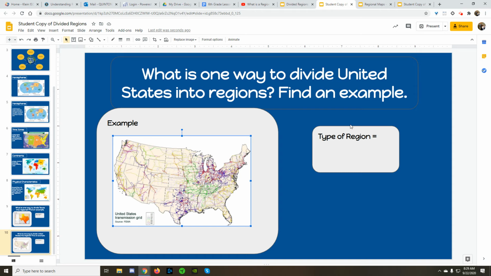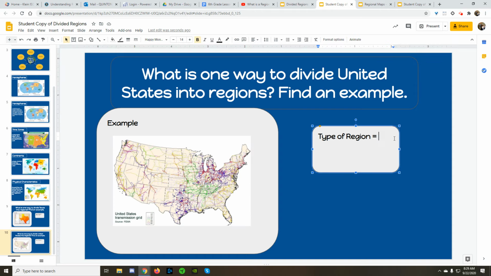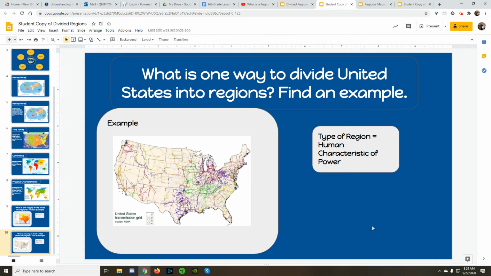So you can see all sorts of different information by deciding how you want to look at a region. Do you want to look at a region based on climate? Do you want to look at a region based on its human impact? Clearly, we can see that these human characteristics of how we live and where we live influence how we use our power. And now you can break the United States into regions even based on its power. So, type of region, let's say a human characteristic of power. Okay? So now you see how we can break down the United States into regions, as well as Texas, as well as the whole wide world if we needed to.